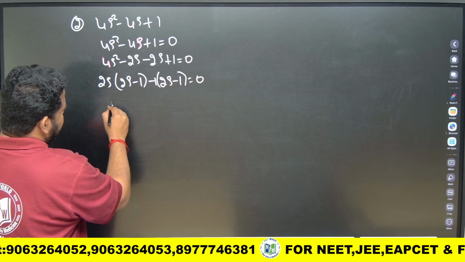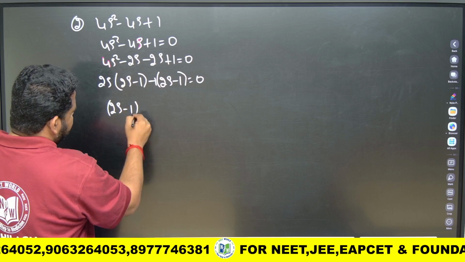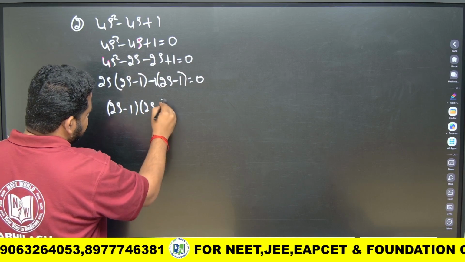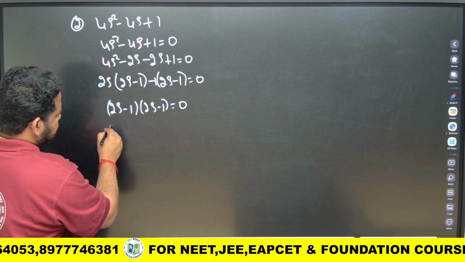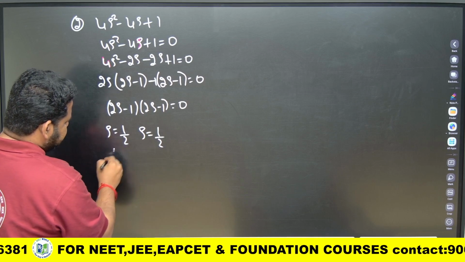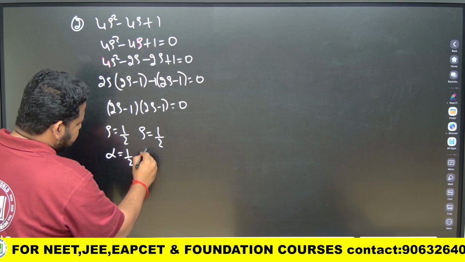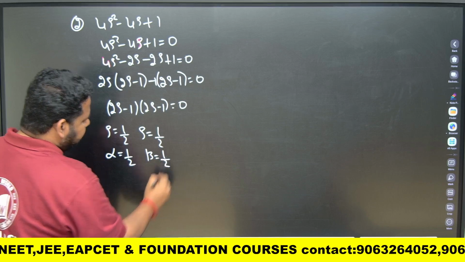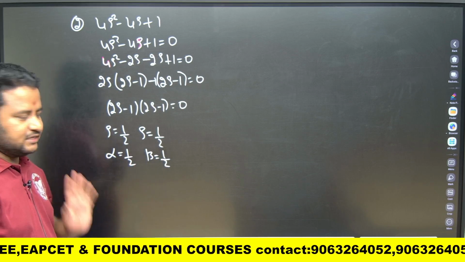So the factors will be 2s minus 1 into 2s minus 1. So what I will get? s will be equal to 1 by 2, and here also s will be equal to 1 by 2. I will name this as alpha, alpha will be 1 by 2, and this will be beta, beta will also be equal to 1 by 2. I got alpha is equal to 1 by 2, beta is equal to 1 by 2.